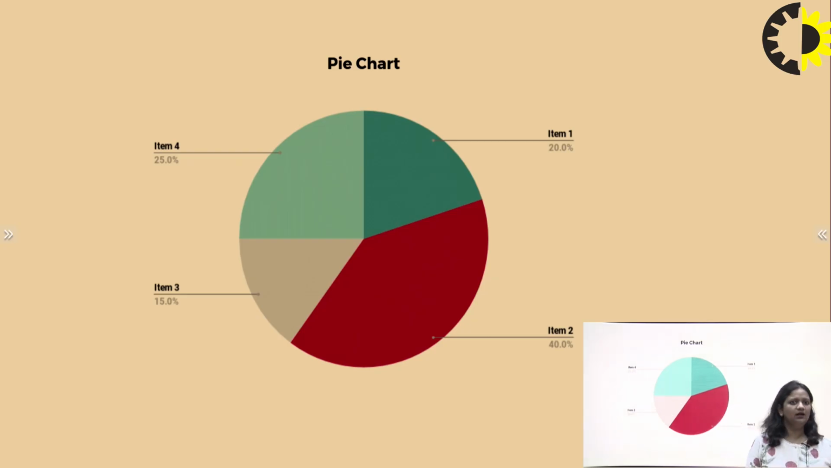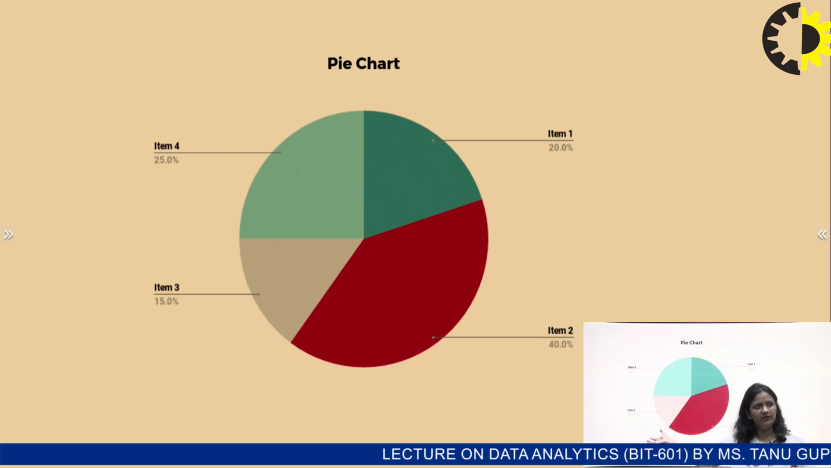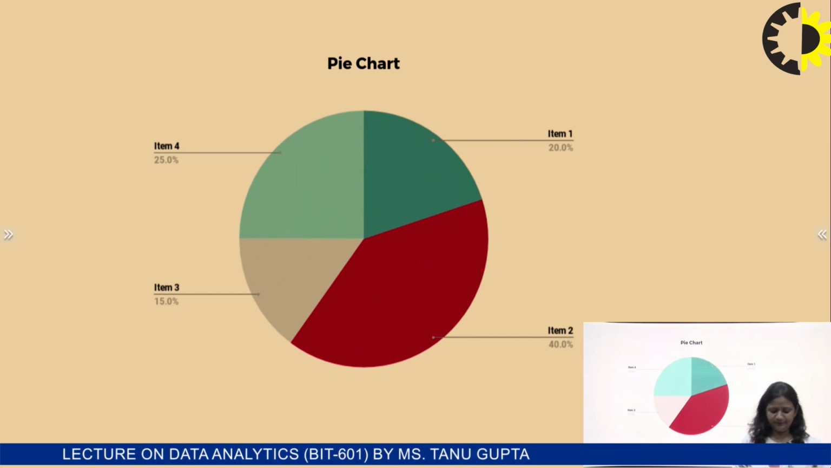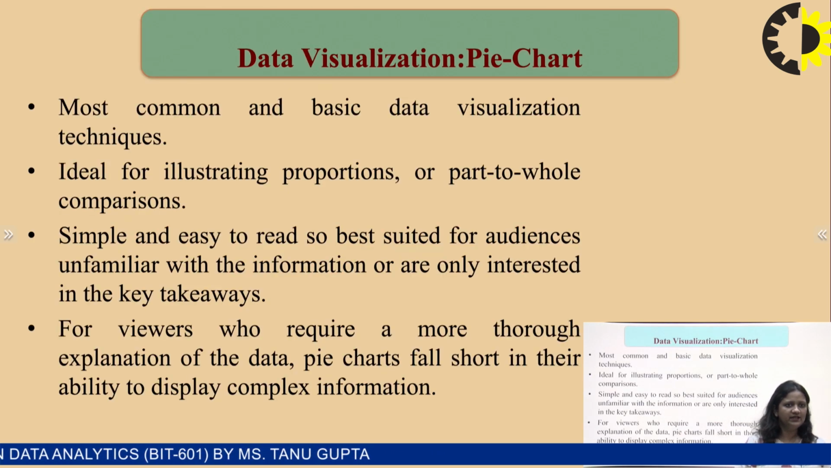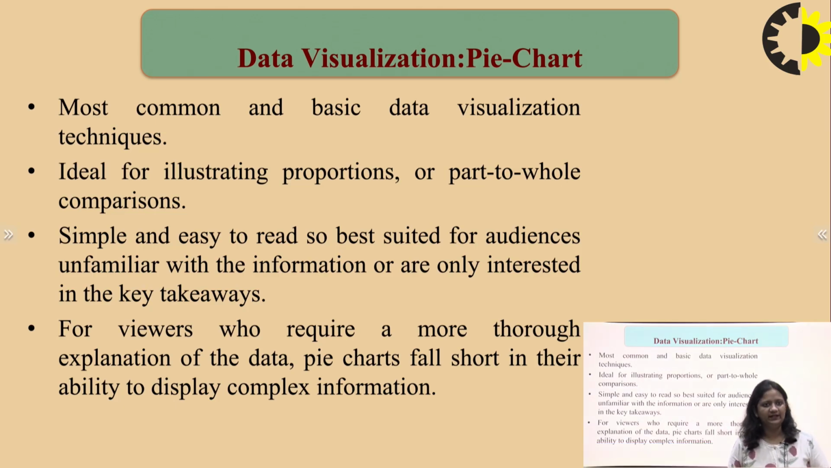For example, the pie chart represents a whole, and item 1 represents 20% of the whole, item 2 represents 40%, item 3 represents 15%, and item 4 represents 25% of the whole. So the pie chart is the most common and basic data visualization technique, ideal for illustrating proportion or part-of-whole comparison, where we compare two products or two categories on a part-of-whole basis.